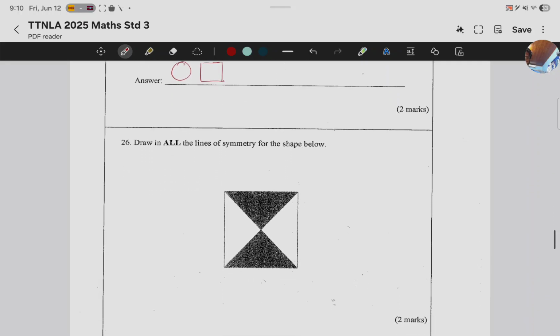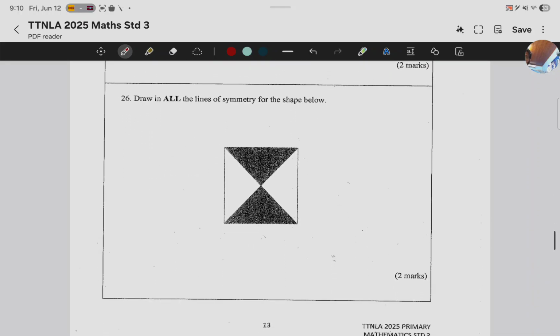Circle, square, circle, triangle. Draw all the lines of symmetry for the shape below. So we have one vertical, one horizontal. Although it's in a square, remember we have these two triangles inside. So it could only fold in half this way and fold in half that way. Alright.